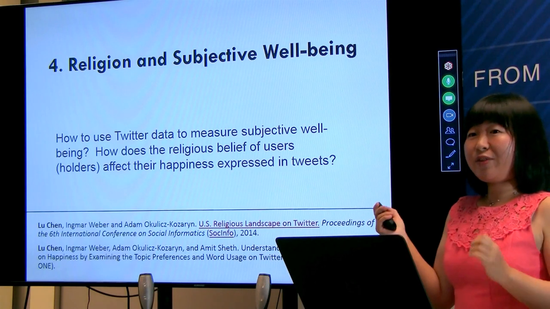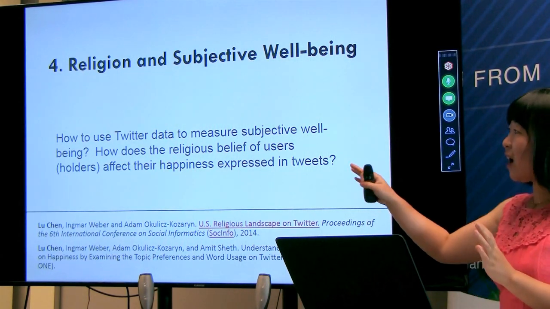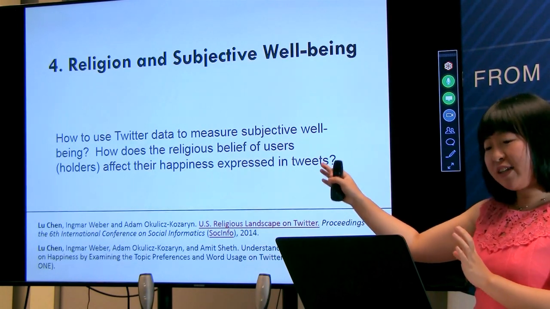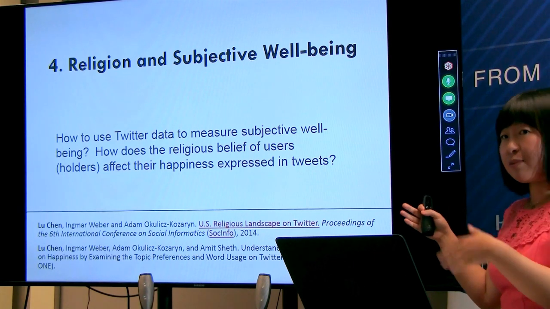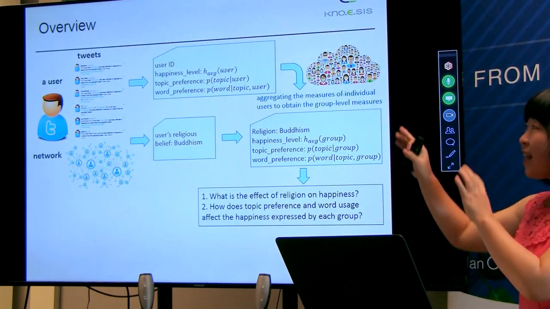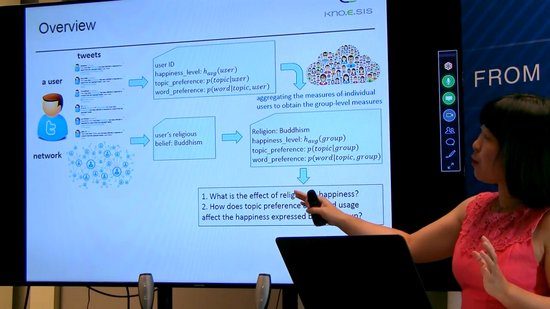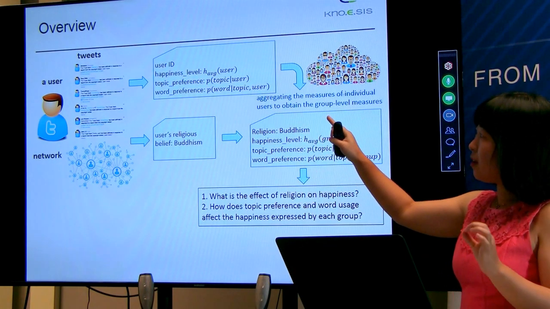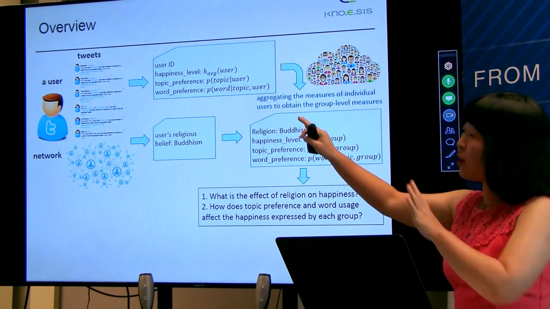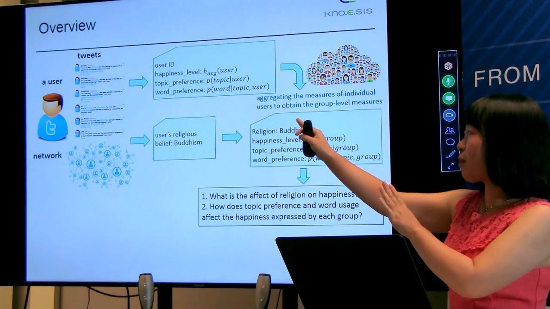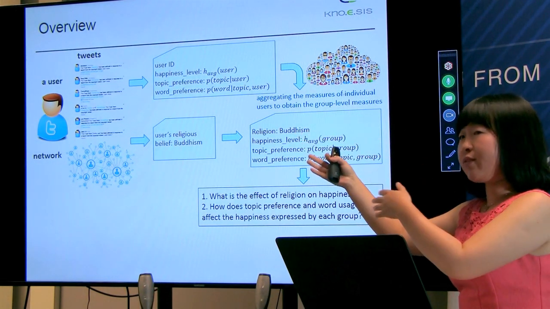And the last one, we study the relationship between religion and subjective well-being using Twitter data. So we study how we can measure subjective well-being using Twitter data, and then how the religious beliefs of users affect the happiness expressed in tweets. So again, I first show some overview. For each user, with his tweets and social network, we identify the happiness level, topic preference, and word preference of each user. We use topic modeling here to get the topic preference and word preference. You can refer to our paper for the techniques we use here.